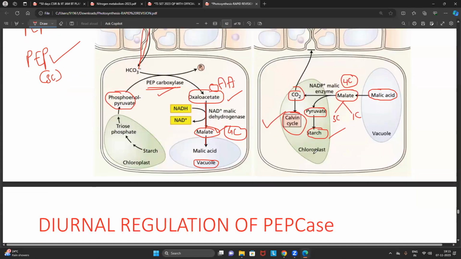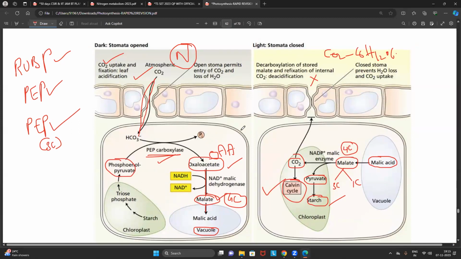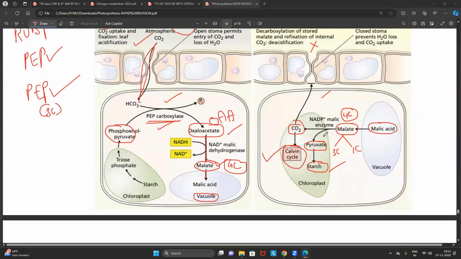Now, I am asking you a very simple question. When will the PEP carboxylase enzyme be in the inactive mode? Will it be inactive during the daytime or during the night time? My question is very simple. When will the PEP carboxylase enzyme be completely inactive? Undoubtedly, it will be inactive during the daytime, because there's no function of the PEP carboxylase enzyme during the daytime. Then there will be no requirement.